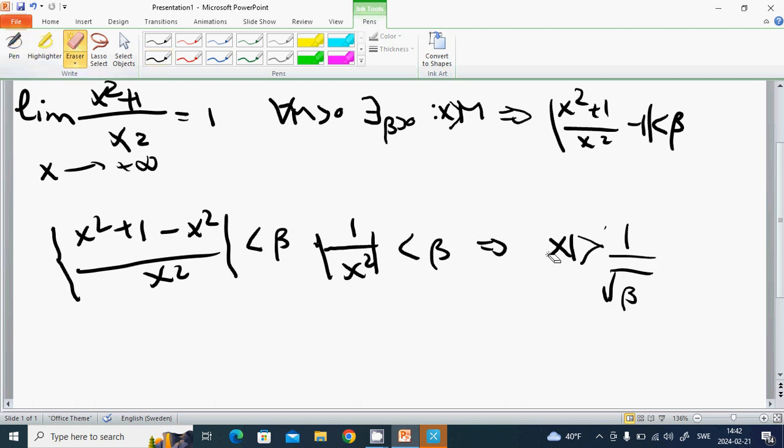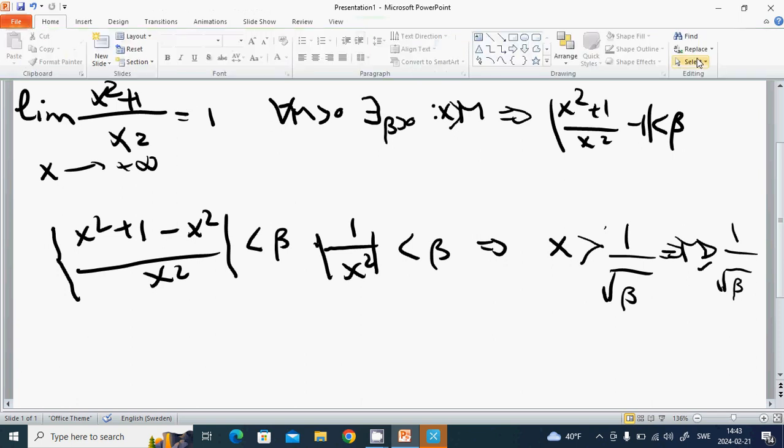Absolute x is equal to x. Then m is greater than or equal to 1 divided by beta squared. Okay, we are fine with this one too. Now we are going to have another example.